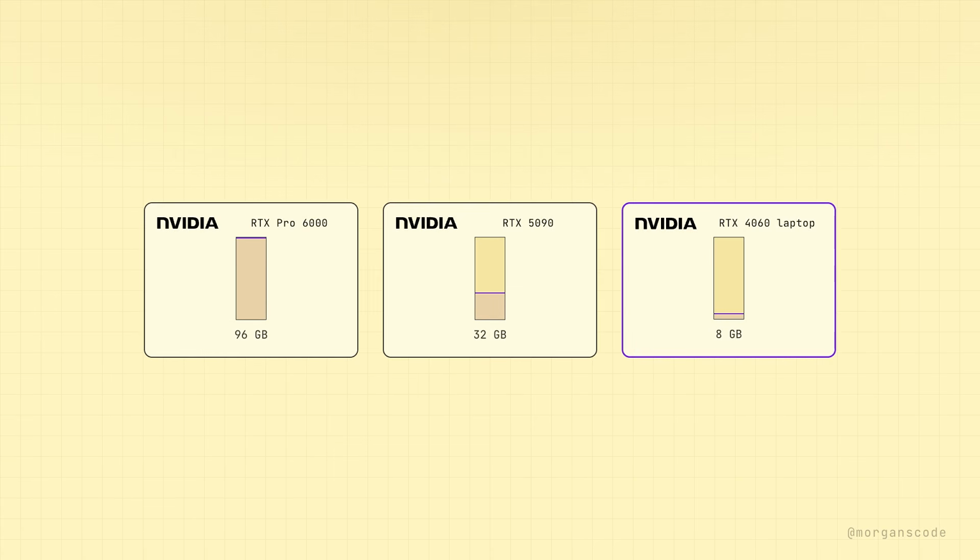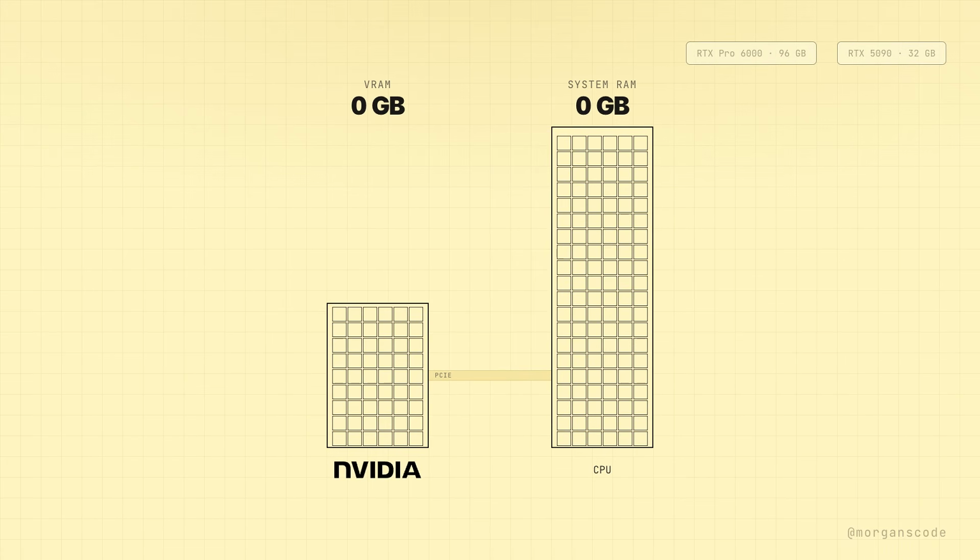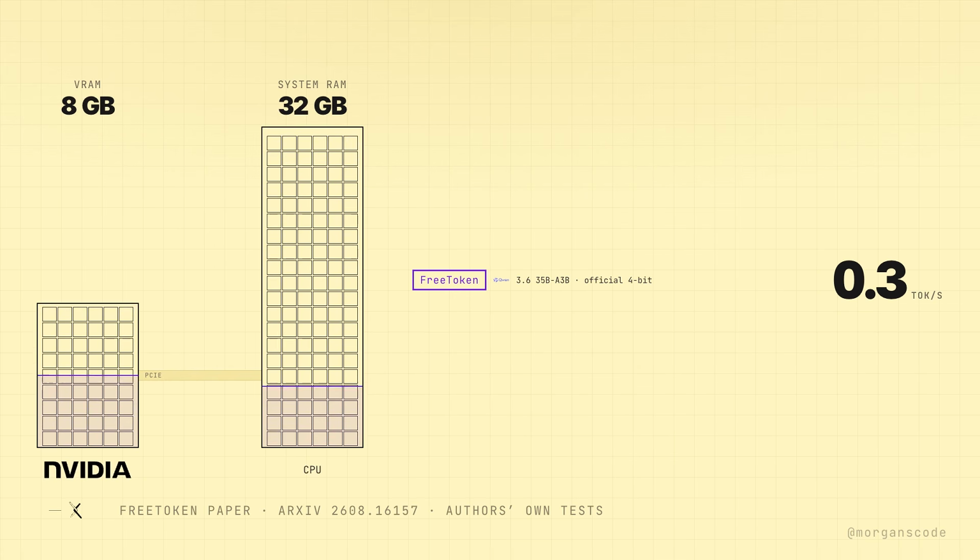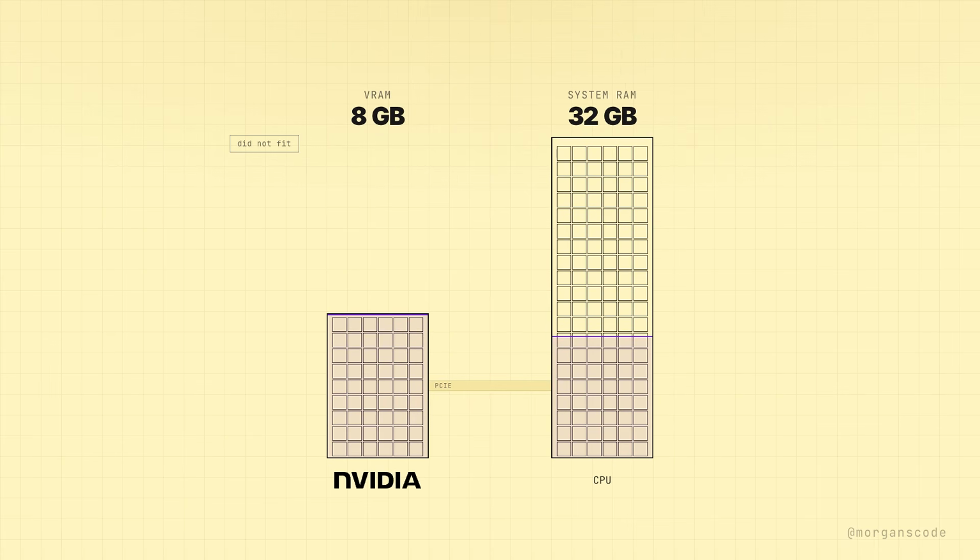The results also covered less extreme hardware. Take an RTX 4060 laptop with only 8 GB of VRAM and 32 GB of system memory. FreeToken ran an official 4-bit version of Qwen 3.6 35B A3B on it at 39.3 tokens per second. The model did not fit in 8 GB of VRAM. System RAM held the remaining weights.